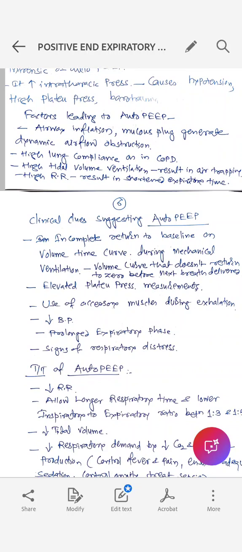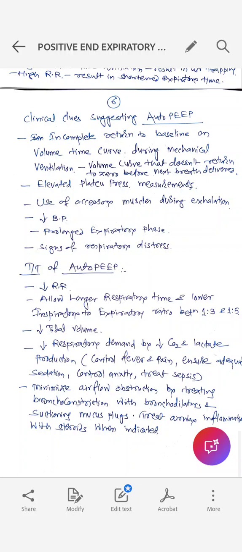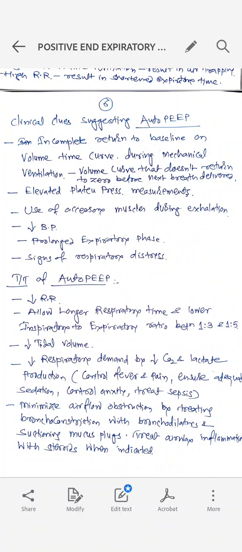The factors leading to auto-PEEP: airway inflammation, or a mucus plug that generates dynamic airflow obstruction. Another is high lung compliance, for example COPD. High tidal volume ventilation results in air trapping, and a high respiratory rate results in shortened expiratory time.